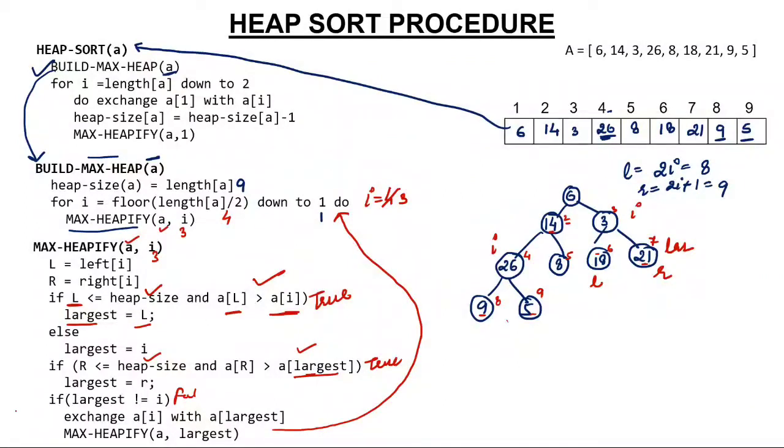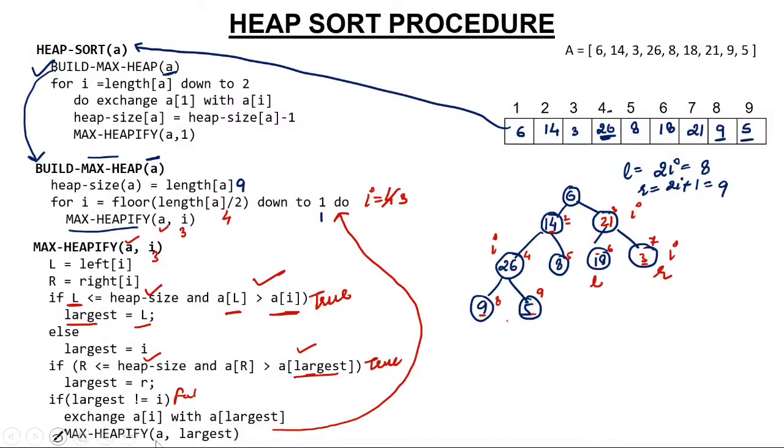Fine. You can clearly see that among these three elements, 21 is largest. Now I will check, are largest and I not equal? Yes, they are not equal because I is at index 3 and largest is at index 7. So I'll exchange A[I] and A[largest]. 21 will come here, 3 will come here. Fine, okay. Now again I will call the MaxHeapify function with A and largest, because the one which is largest will become I.